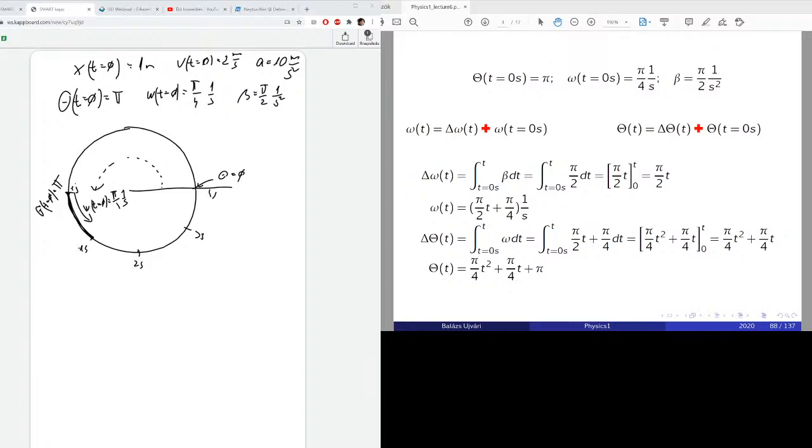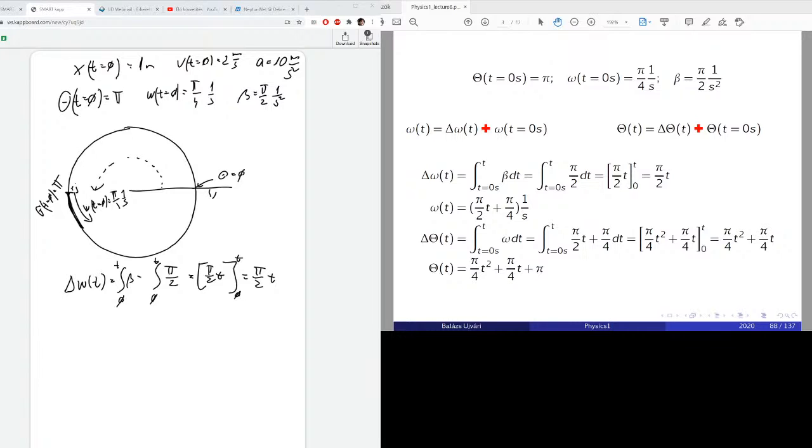But in this case, there is an angular acceleration. How can I calculate it? Similar to what we did for translation. The change, the delta of the angular velocity, is the integral from 0 to t of the angular acceleration beta. That's the integral from 0 to t of pi over 2, which is, with the primitive function, pi over 2 t from 0 to t. Since at 0 this is 0, this is pi over 2 t.